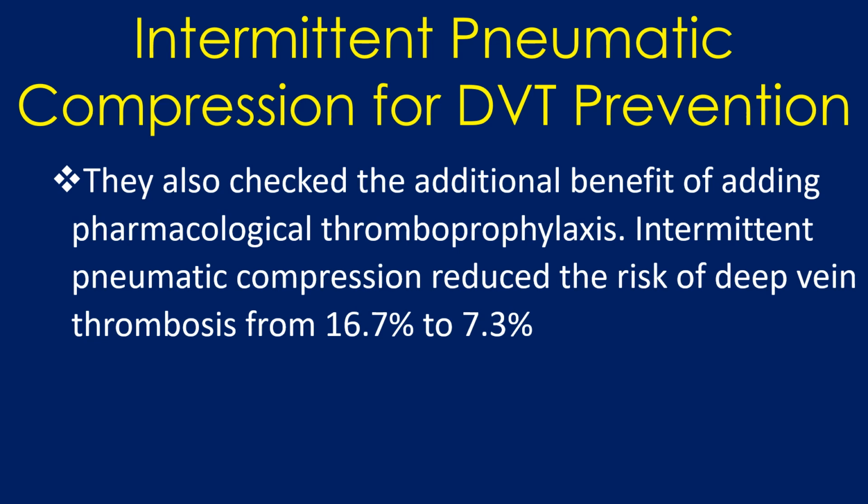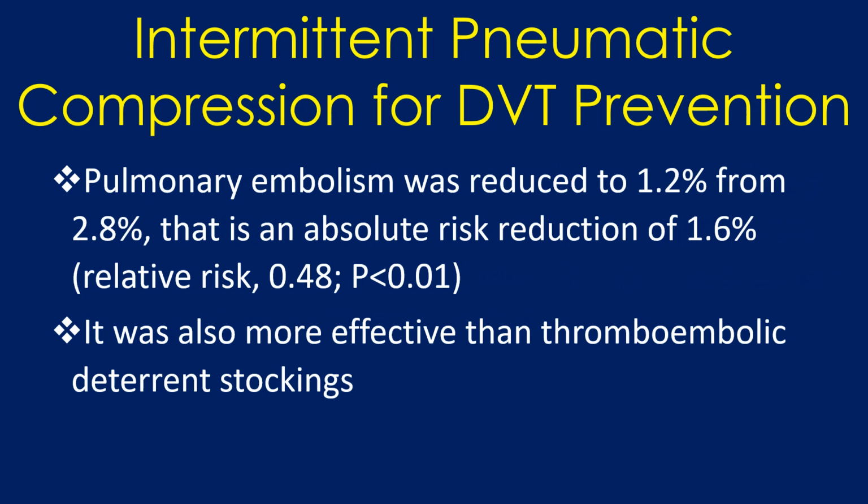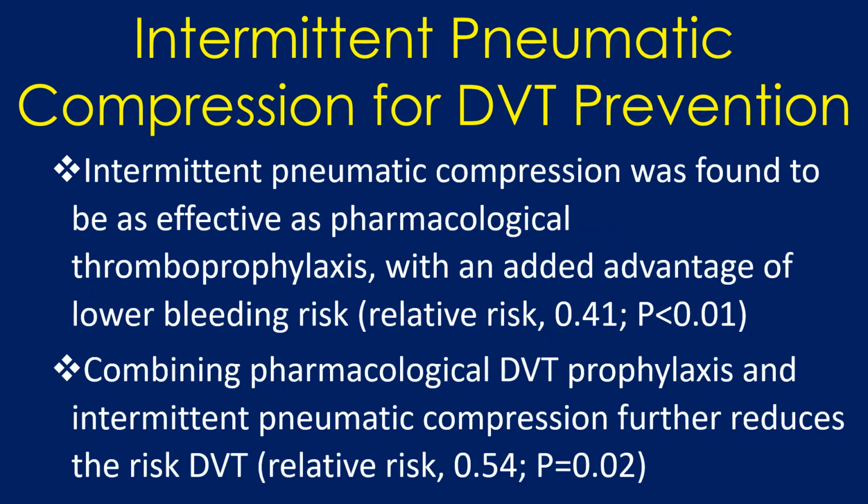Intermittent pneumatic compression reduced the risk of deep vein thrombosis from 16.7% to 7.3%. Pulmonary embolism was reduced to 1.2% from 2.8%, that is an absolute reduction of 1.6%. It was also more effective than thromboembolic deterrent stockings. Intermittent pneumatic compression was found to be as effective as pharmacological thromboprophylaxis with an added advantage of lower bleeding risk.